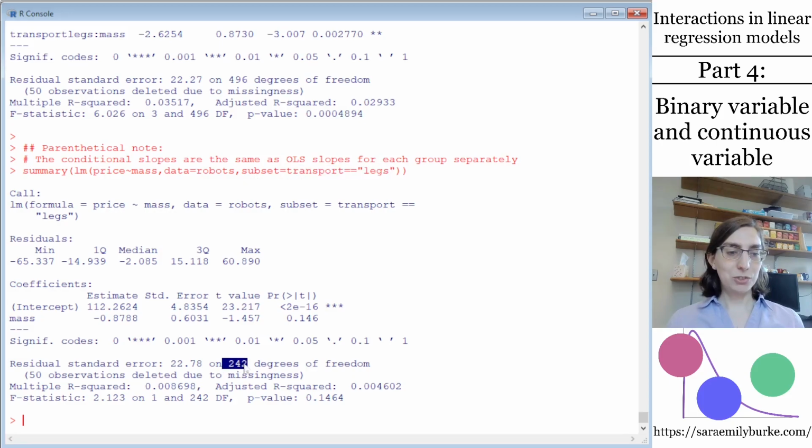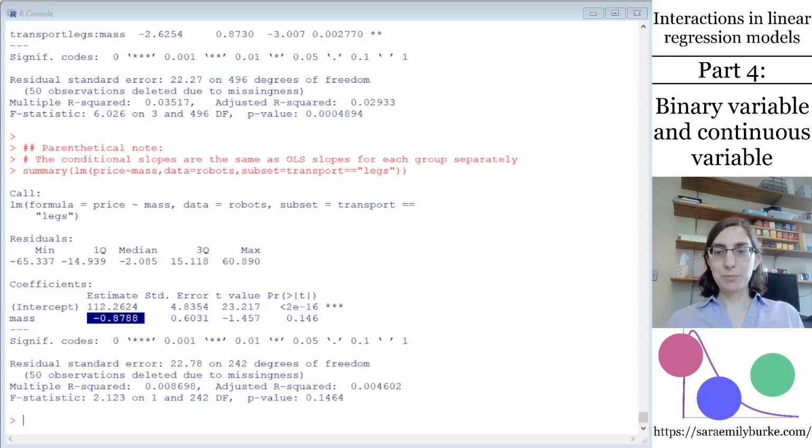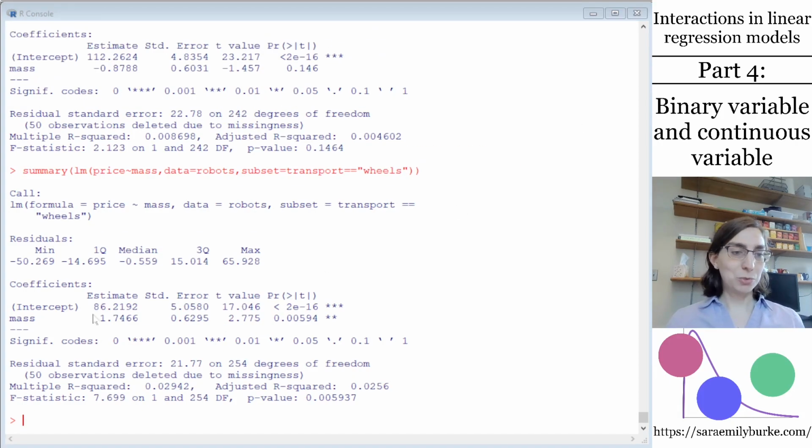So this model has 242 degrees of freedom because we're not using the whole sample of 500 robots. Instead, we're just using those ones with legs. And we're doing simple linear regression using mass to predict price. And the slope is negative 0.88. And when I do the same thing, but with the robots with wheels, the slope is positive 1.75.